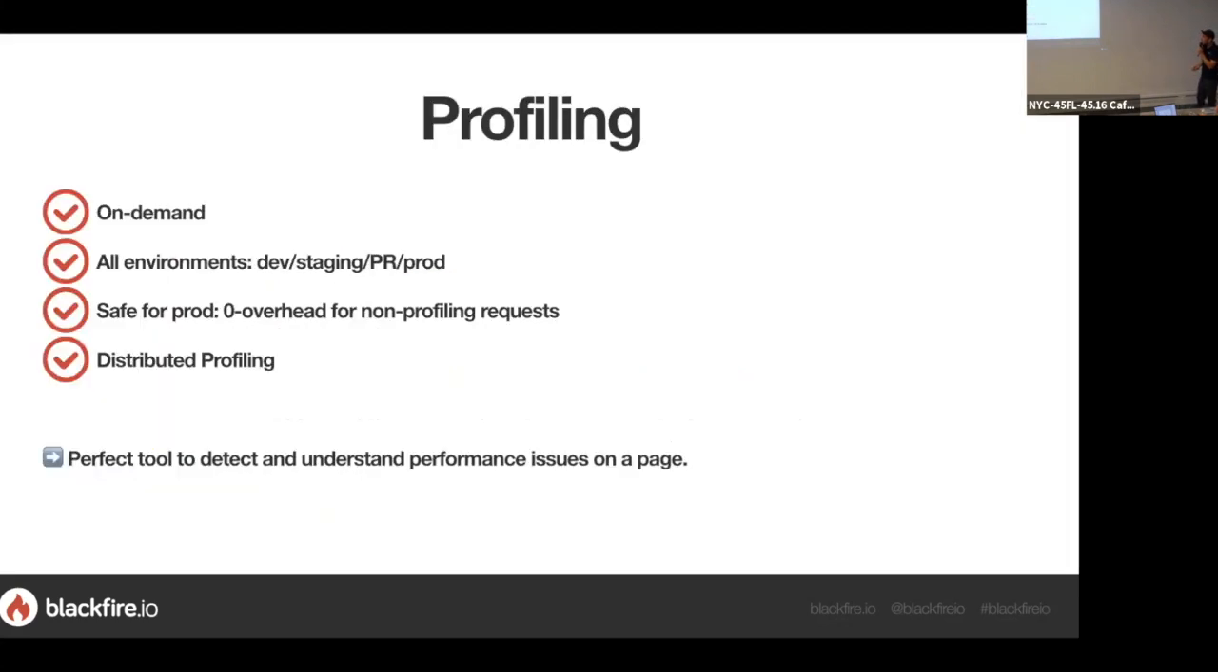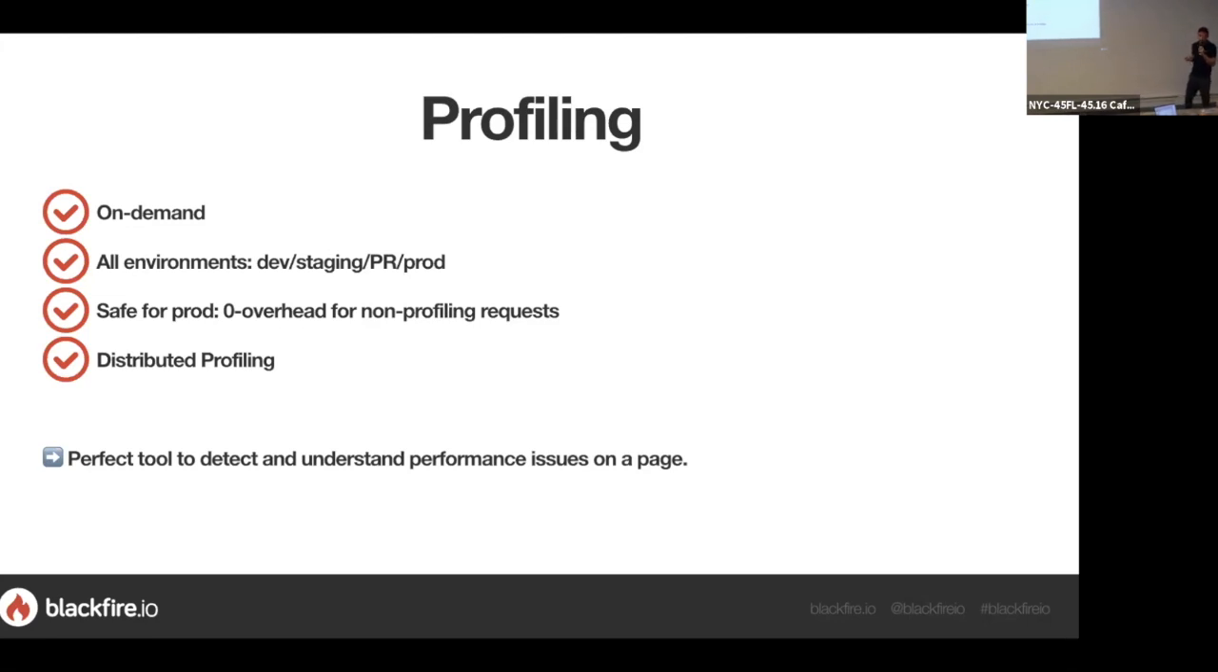And yeah, profiling for us is on demand on all environments, meaning dev, staging, production, pull request if you have a platform as a service. It is safe for production because we have absolutely no overhead for non-profiling requests. And we can also do distributed profiling, meaning that if you have microservices in your infrastructure, you just have to profile a page, and we will propagate the profiling to the different controllers in your different servers. This is quite cool. So profiling is a tool to detect and understand performance issues.